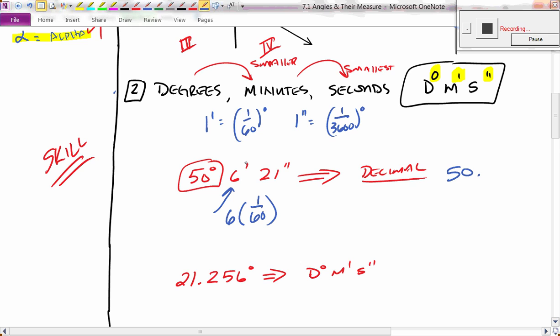I'm multiplying the minutes part, 6 minutes, by my conversion factor of 1/60th. Because I've been given 6 full minutes in there in my angle, so I'm multiplying it by a 60th. So what would you get? Yeah, 0.1, okay? Then I'm going to take my seconds, which is 21, and I'm going to multiply that by 1/3600. And that should give me another answer. So what would that be?